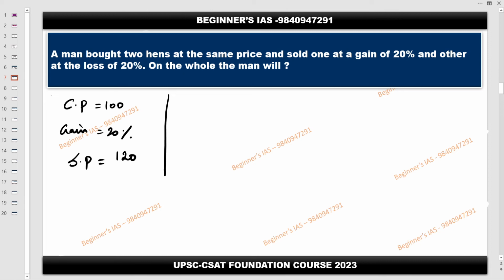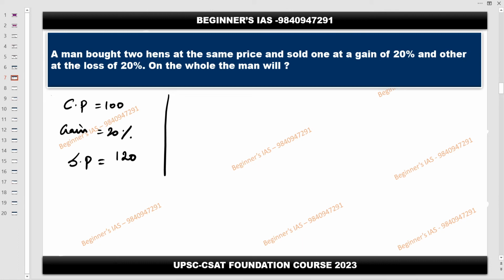Listen carefully here. Rajshekar is saying one thing, Ashina is saying another thing. Both are doing the sum by different methods. A man bought two items at the same price, sold one at a gain of 20 percent and the other at a loss of 20 percent. On the whole, will the man get a gain, a loss, neither gain nor loss, or a 4% loss?